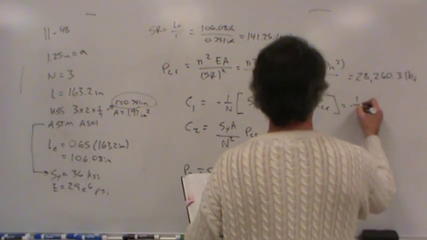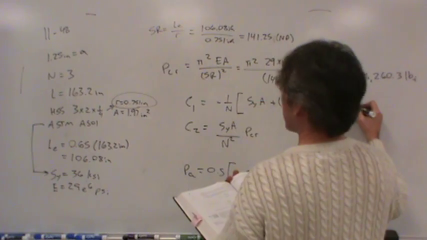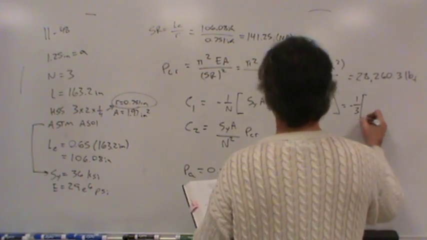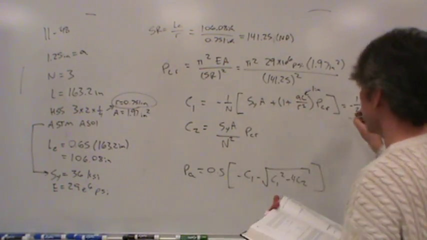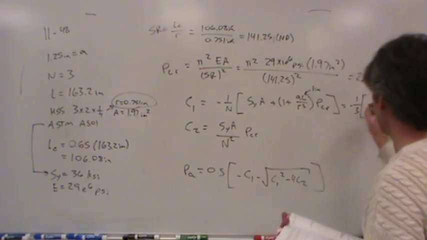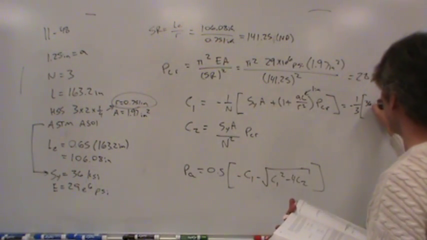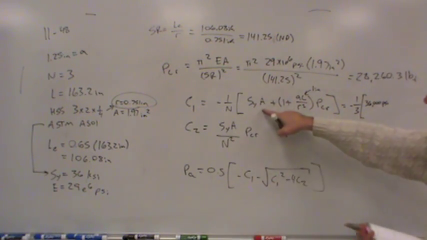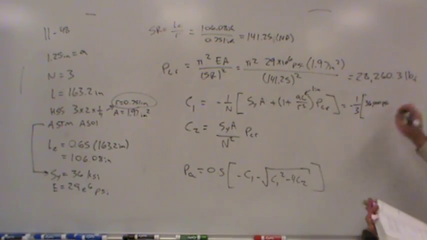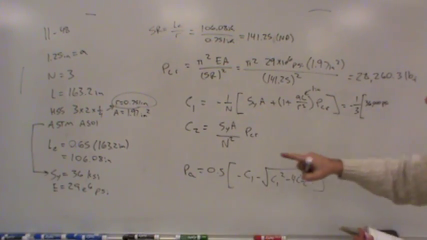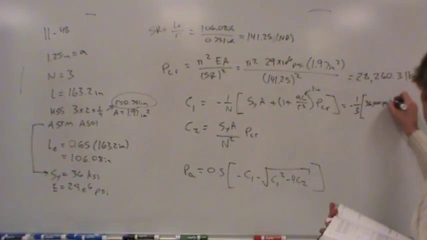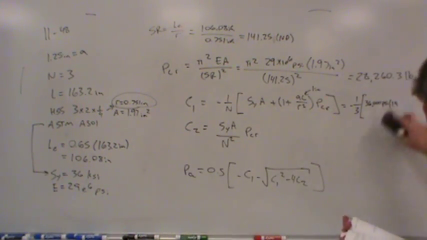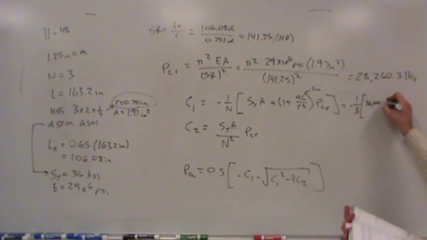Okay, minus 1 over n. n is 3. The yield strength is 36 ksi. I went and looked it up while you guys were looking for cross-sectional area properties. So 36,000 psi for Sy. A, the cross-sectional area, was 1.97. We're going to run out of room if I don't eliminate the units.